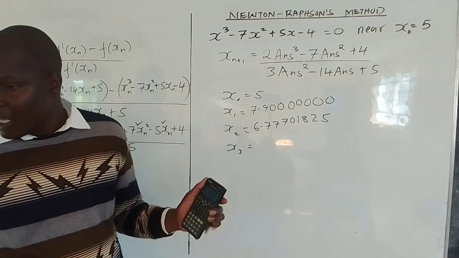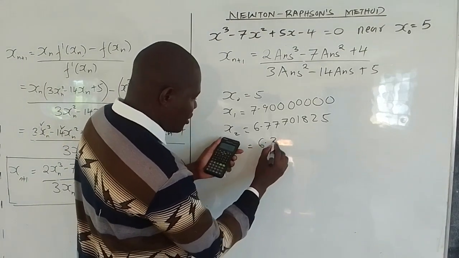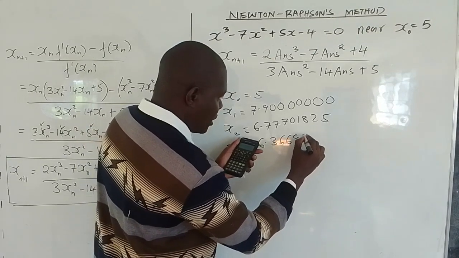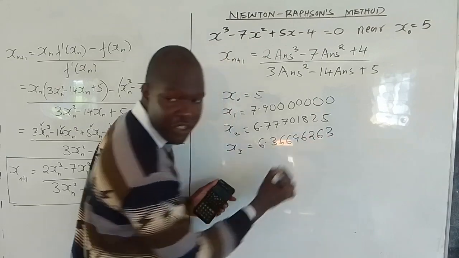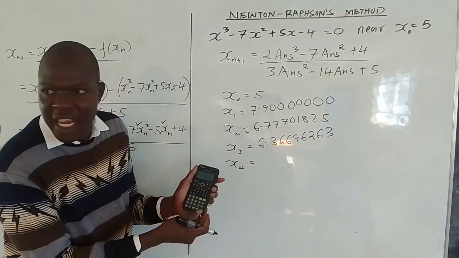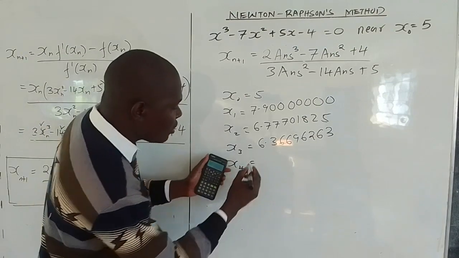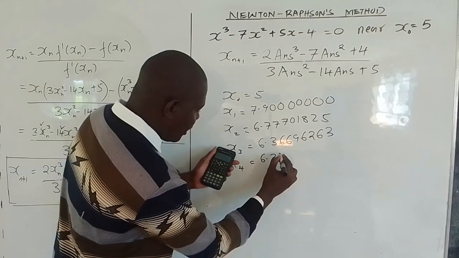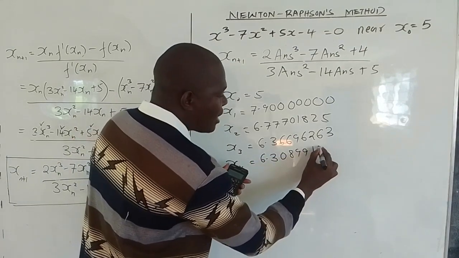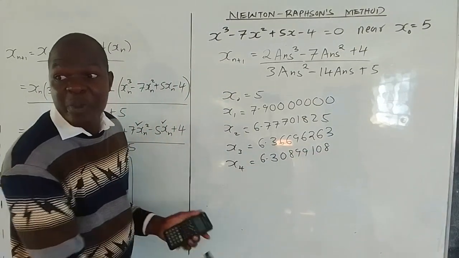Are we together? If you press equal sign to again, what do you get? 6.3, 669, 6263, meaning that is x3. So when you are going to x4, you press equals to again, isn't it? Are we together? It's equals to what? What have you found? 3, 0, 8991, 08. So you can see it has not repeated itself, meaning that is still not the root.